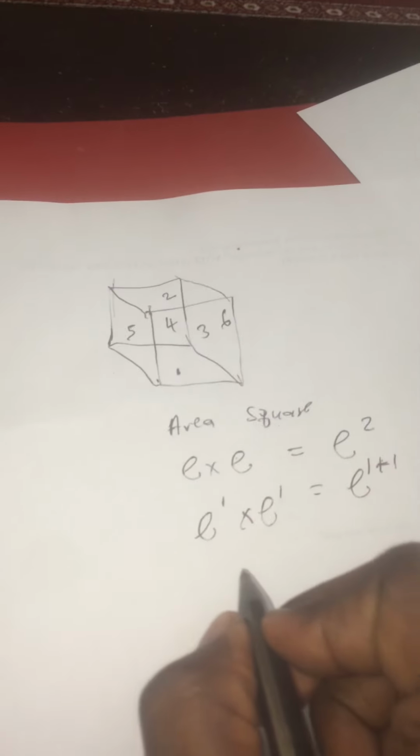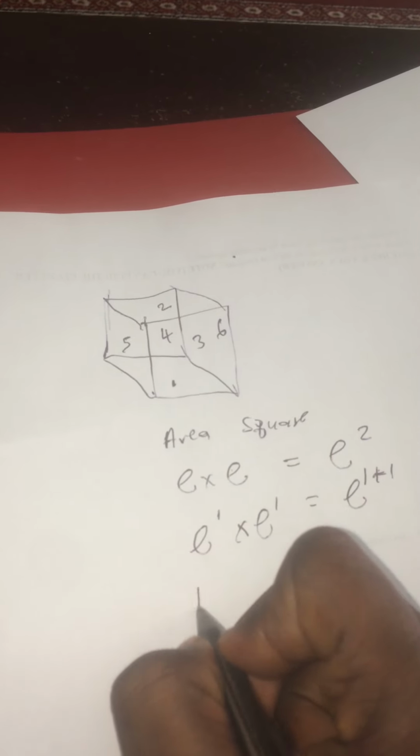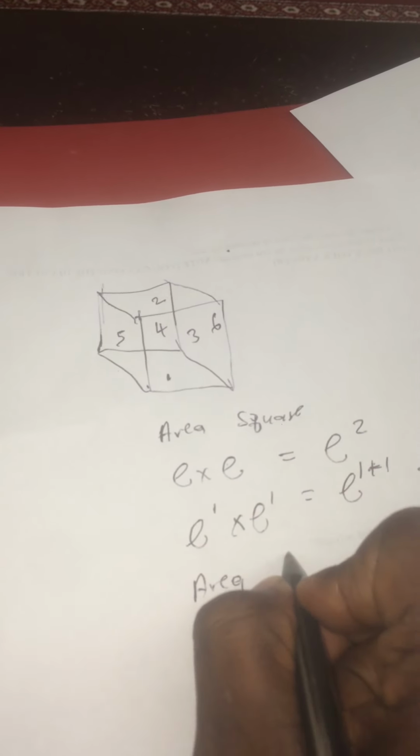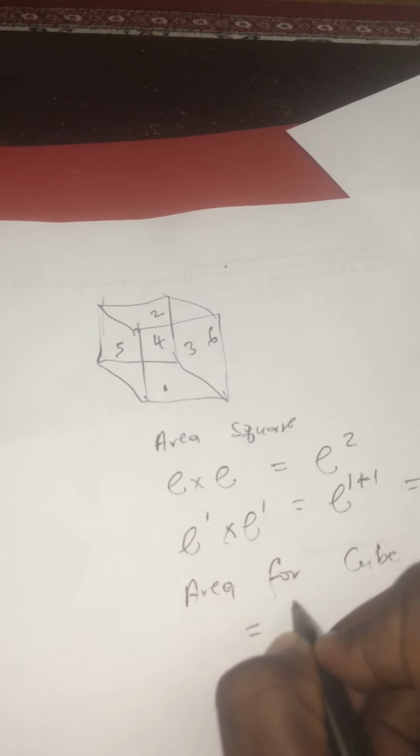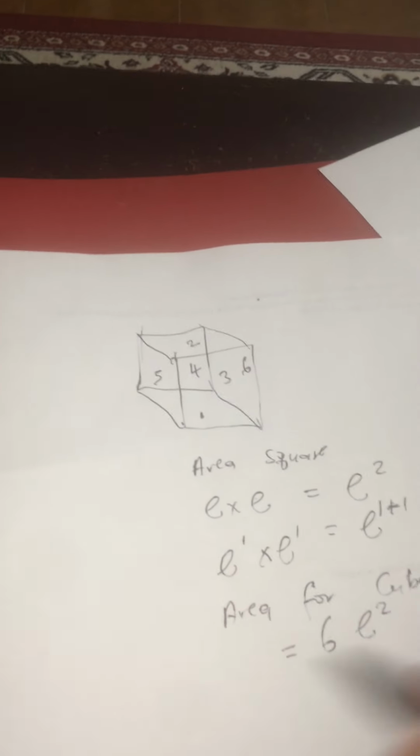Next, we know that there's going to be 6 squares, so the area for a cube is going to be equal to 6 times L squared. So that's for the cube.